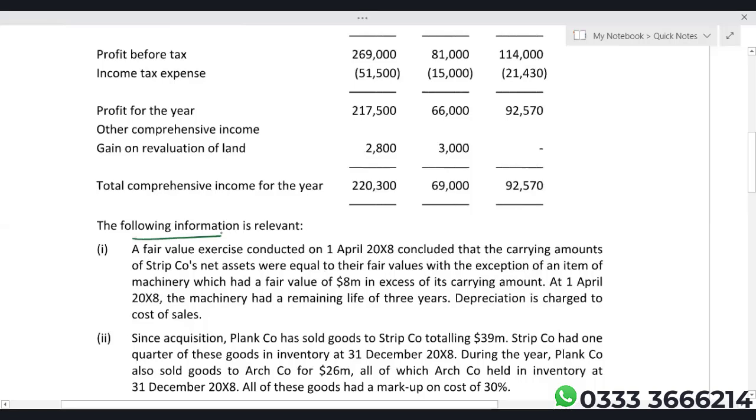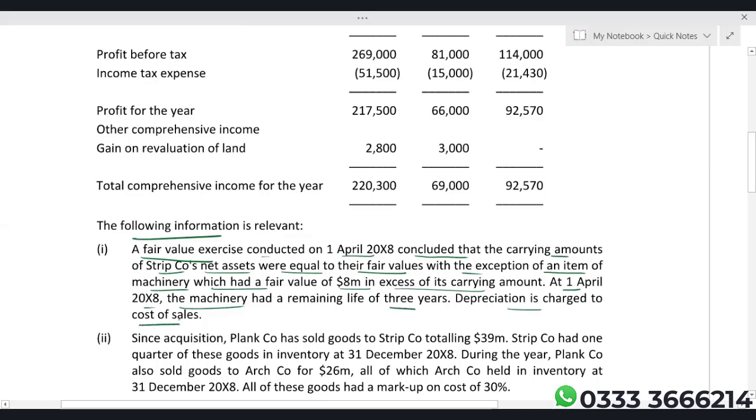The following information is relevant. A fair value exercise conducted on 1st April X8 concluded that the carrying amounts of Strip company's net assets were equal to their fair values, with the exception of an item of machinery, which had a fair value of 8 million in excess of carrying amount. So this complete 8 million is a fair value adjustment. Machinery means a depreciable asset, so we have to depreciate that. There will be additional depreciation on the fair value adjustment, but only for the 9 months, because the post-acquisition period is 9 months. At 1st April X8, the machinery had a remaining life of 3 years.